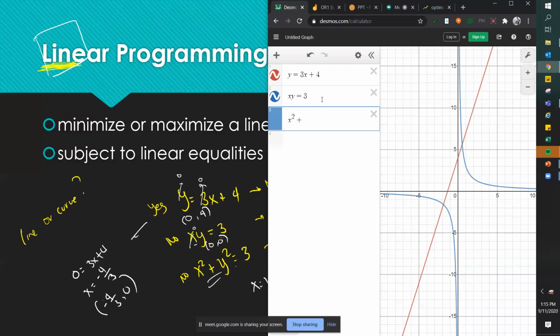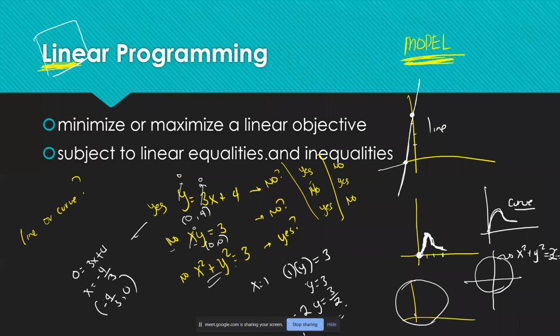X squared plus y squared is equal to 3. So, hindi rin siya line. It's a curve. Malinaw. Malinaw ba? So itong padalawa, mali ako ng gawa eh. Sali yata ako ng computation dito. Nevertheless, okay lang yan.